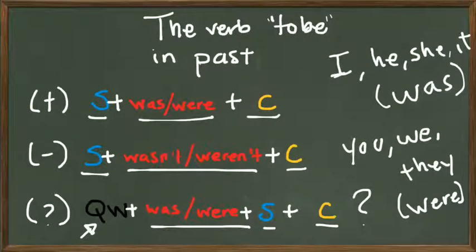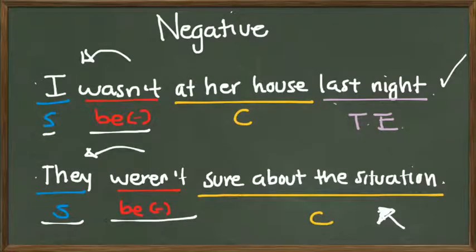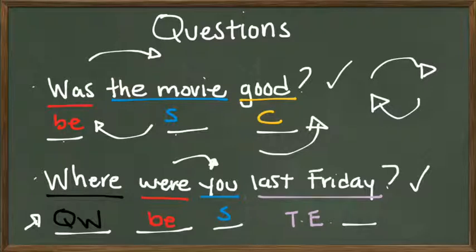Formula for the verb to be in past. Quite simple, only 3 elements or 4, depending on if it's affirmative, negative, or questions. It's always the same. Do not change this order. Affirmative, "she was happy." Subject, verb, complement. Negative, "I wasn't at her house." Subject, verb to be negative, complement. Question, we make the inversion of elements. Again, one more time. And we say, "was the movie good?" Don't forget that intonation at the end.